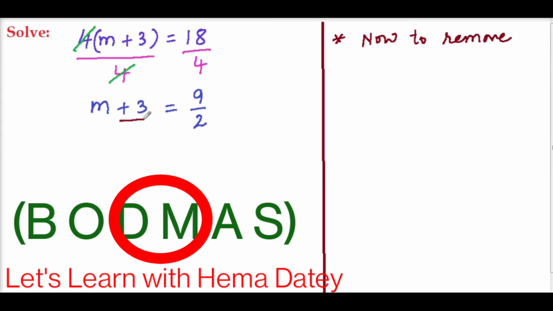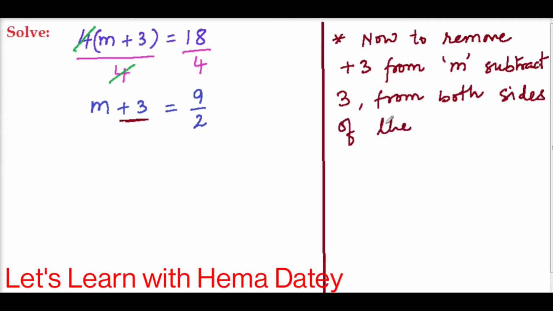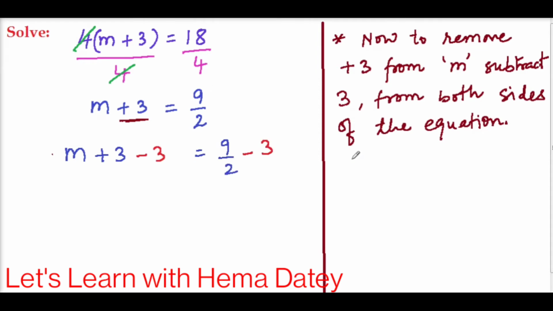Now you can see plus 3 is still connected with m. So to remove this plus 3 from m, we subtract 3 from both sides of the equation. Let's go back to the equation. m plus 3 equals 9 by 2. To remove plus 3, we will do minus 3 on both sides of the equation.